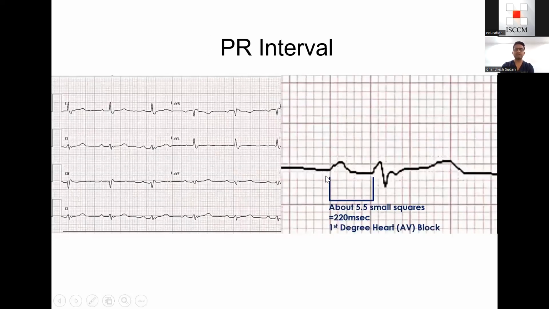Now here, as I told, 1, 2, 3, 4, 5, 6, almost 5 and a little bit more than that. So we can say more than 5.5 small squares, which comes to roughly 220 milliseconds. So this ECG tells about first degree heart block. Here you can see in all the leads, the P wave and QRS complex have some distance, almost more than 1 small square.